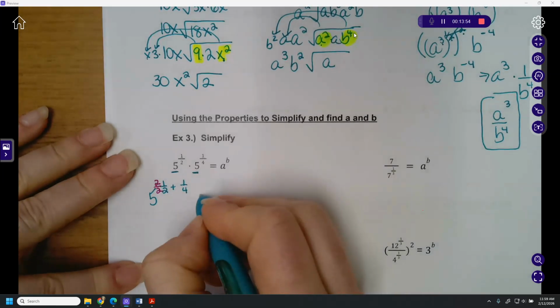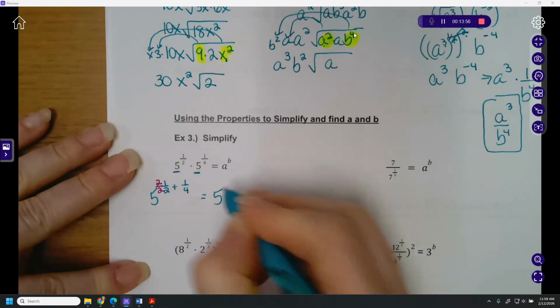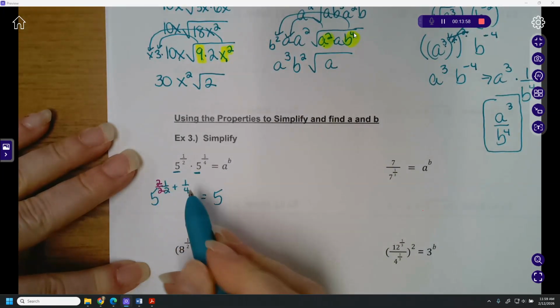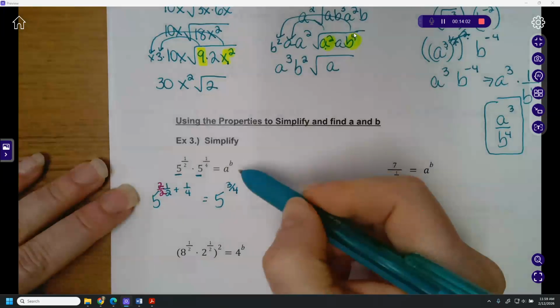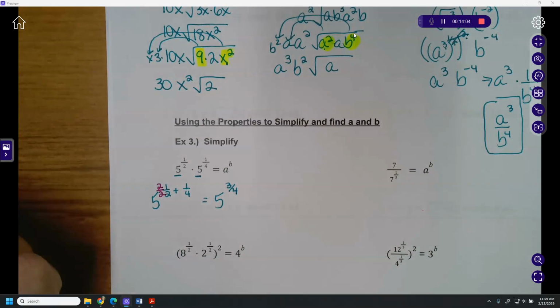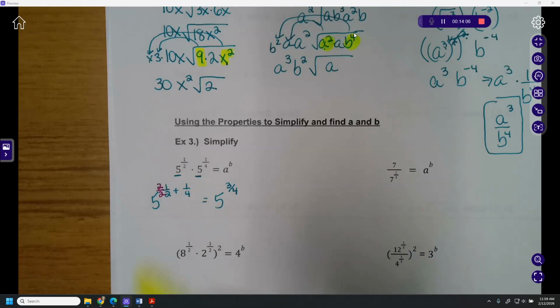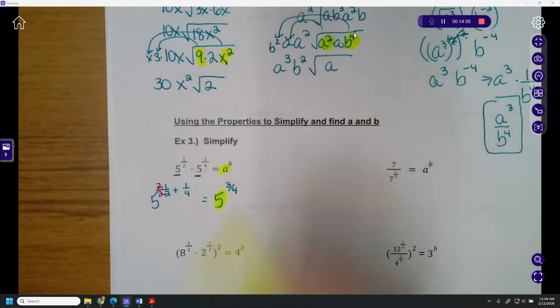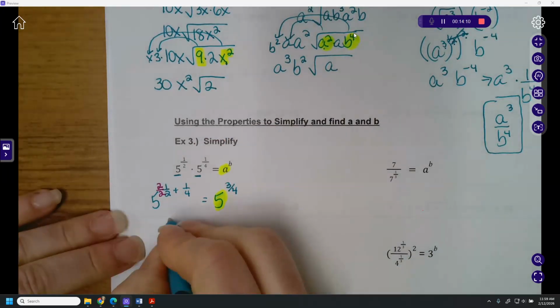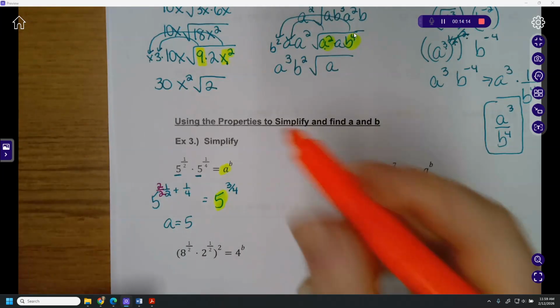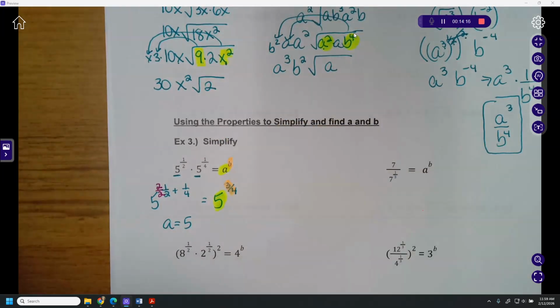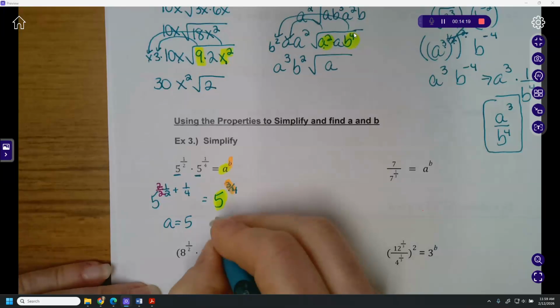And then I have 2/4 plus 1/4, which is 5 to the 3/4. I now have it written in the form that I ask for, and so I ask for a and b. A is the base, a equals 5. B is the exponent, b equals 3/4.